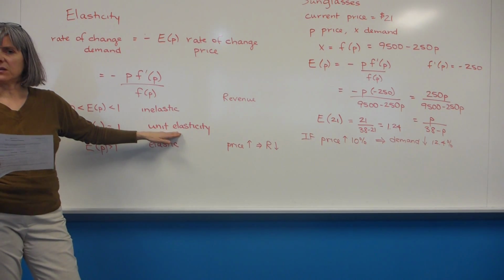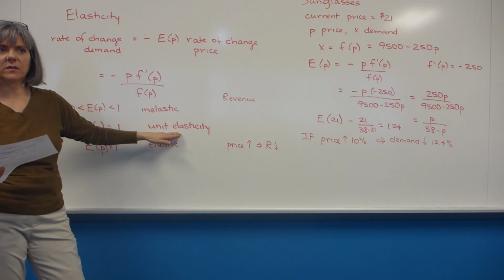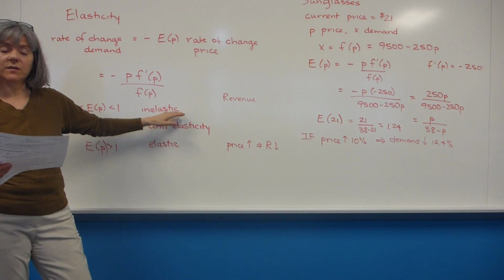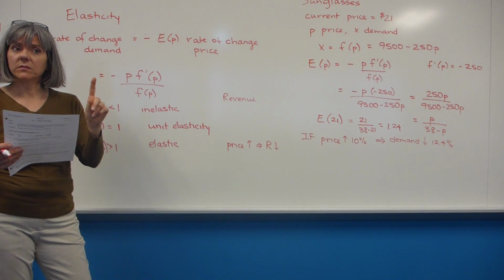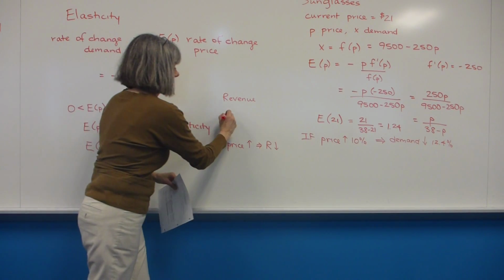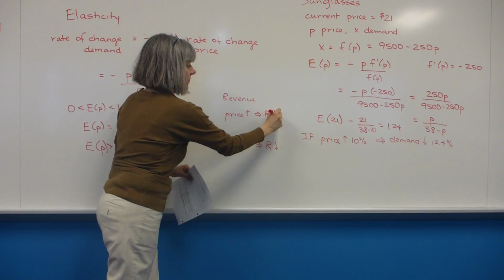Unit elasticity means nothing's happening. Revenue's not changing. Inelastic means they're going to go in the same direction. When the price goes up, the revenue goes up. Right? So price goes up, revenue goes up.